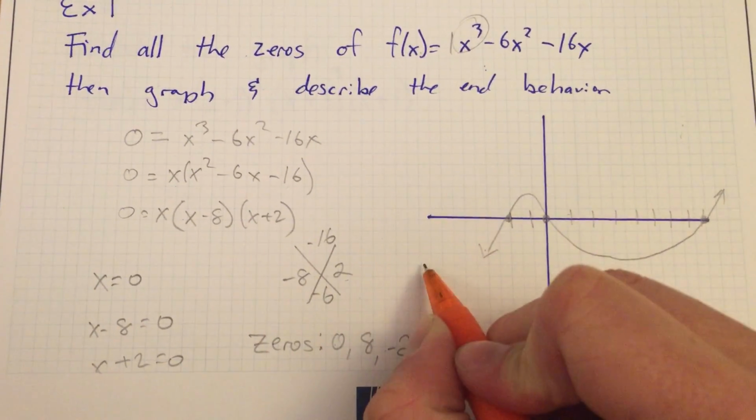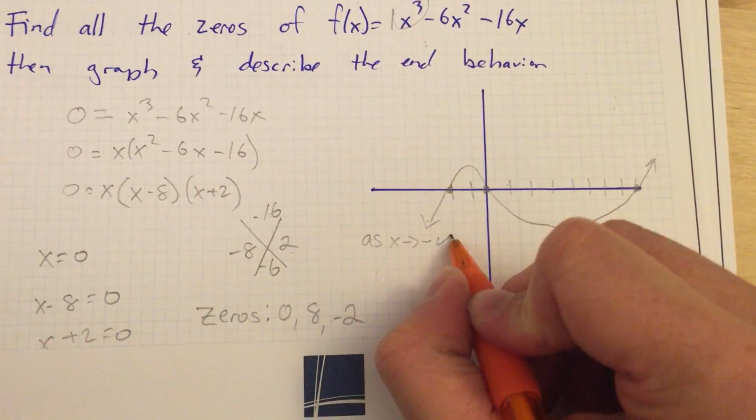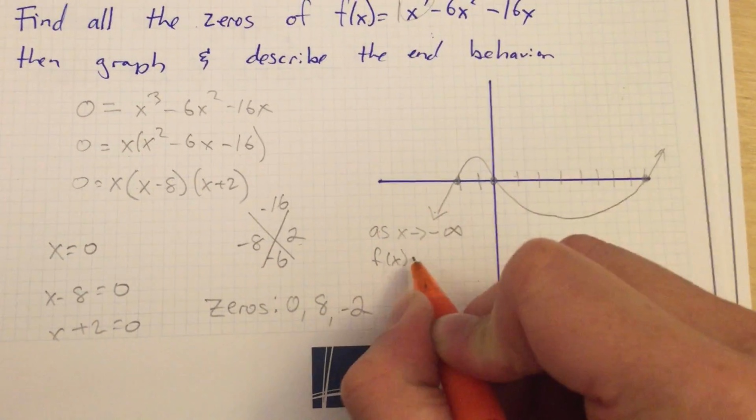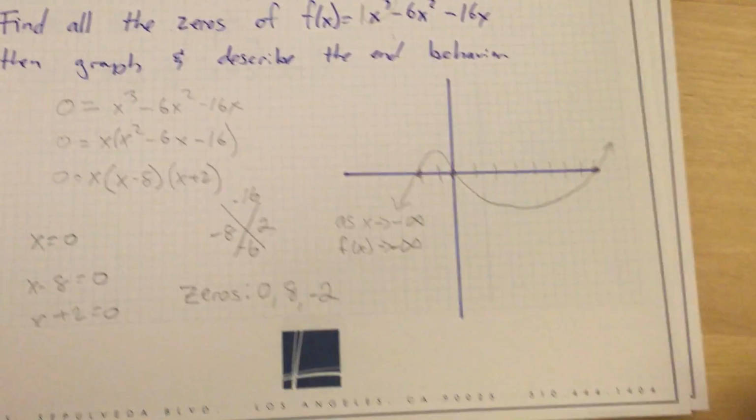So describe this end behavior. As my x is getting increasingly smaller and smaller, negative infinity, where is my f of x going? Well, it's going down, right? It's going down to negative infinity.